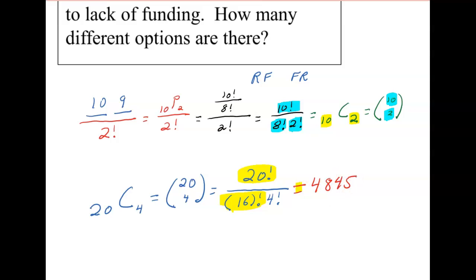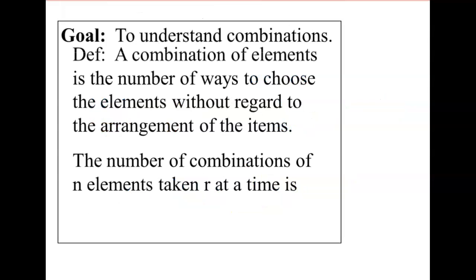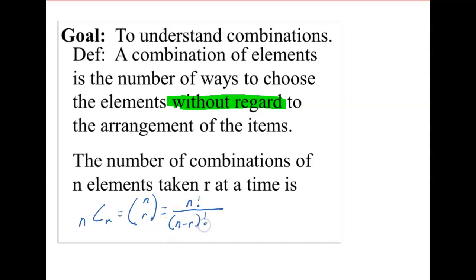So the learning target today was to talk about different ways of choosing objects, and let's get a little summary here. If you skip ahead a couple pages, we'll come back to the other problems. The goal was to understand combinations. A combination, remember, is without regard to order. So what's the mathematical formula for N choose R? Again, I like to write it N choose R. It's N factorial divided by N minus R factorial. That's the permutation. But then you divide by this extra R factorial because you don't care about the arrangement of the objects. So let's spiral back and look.